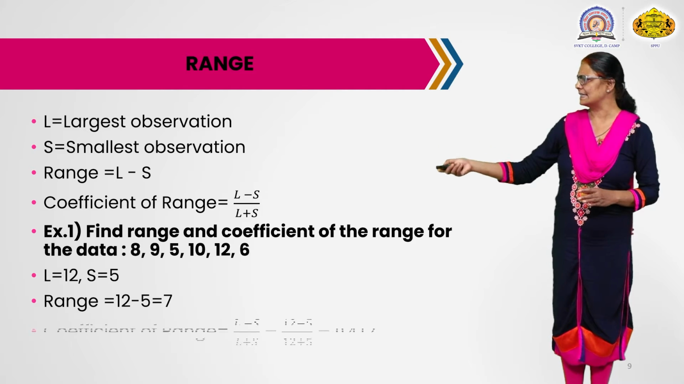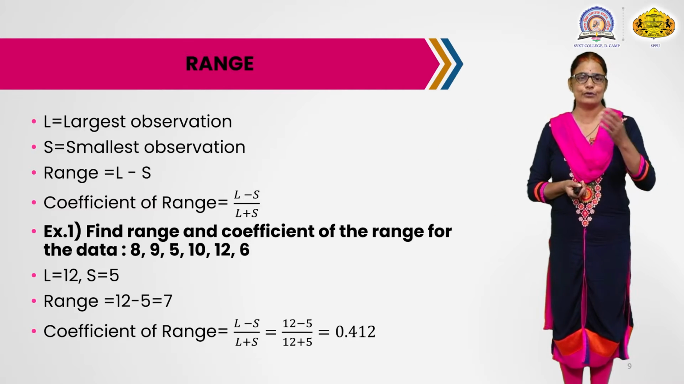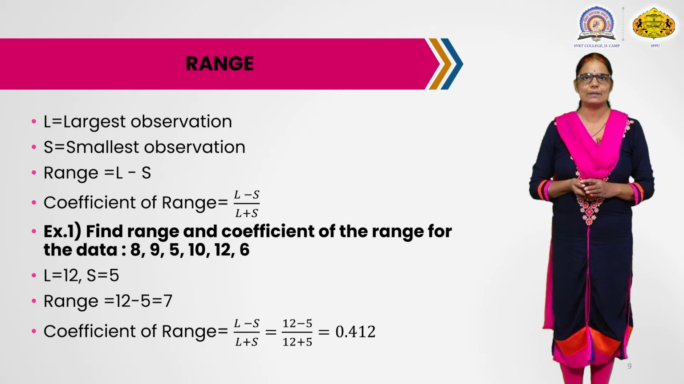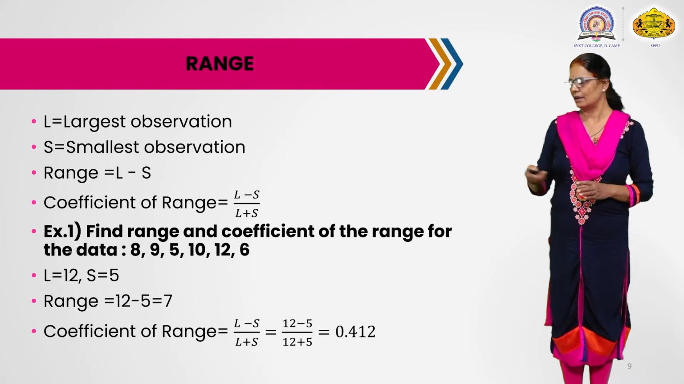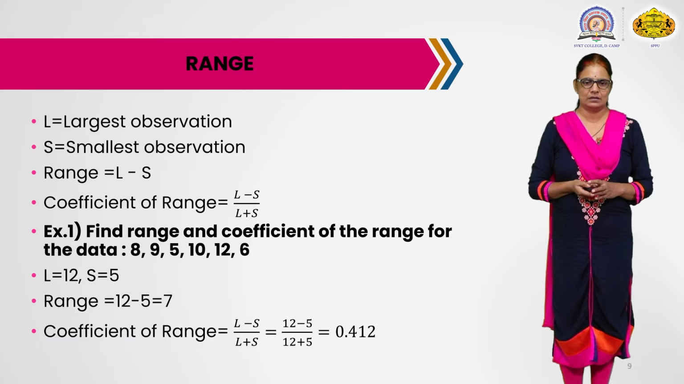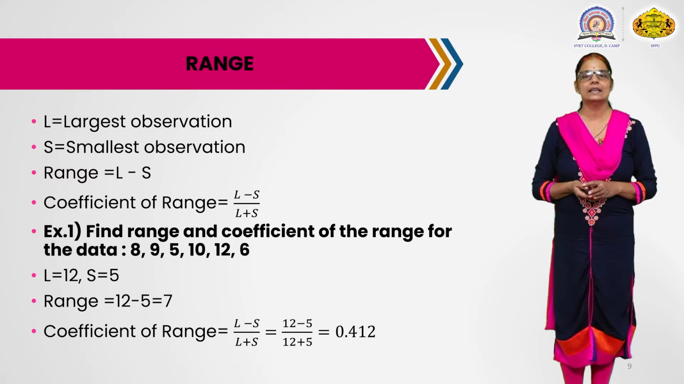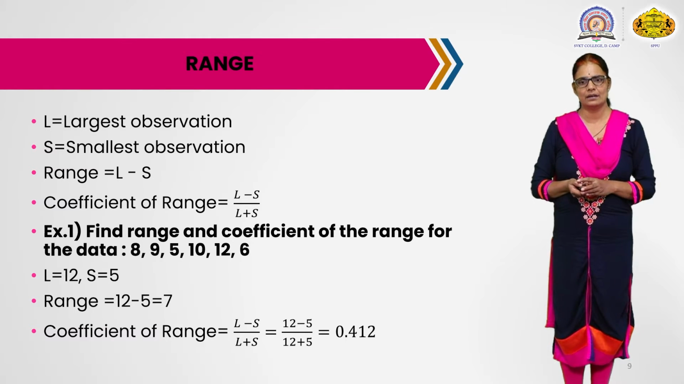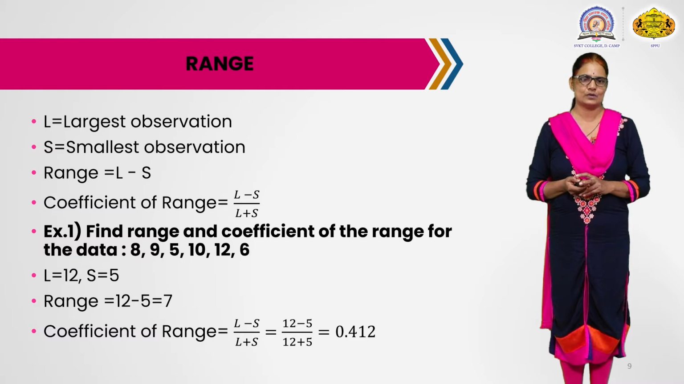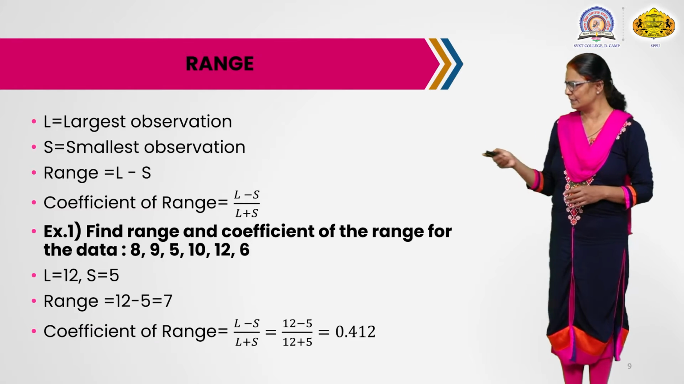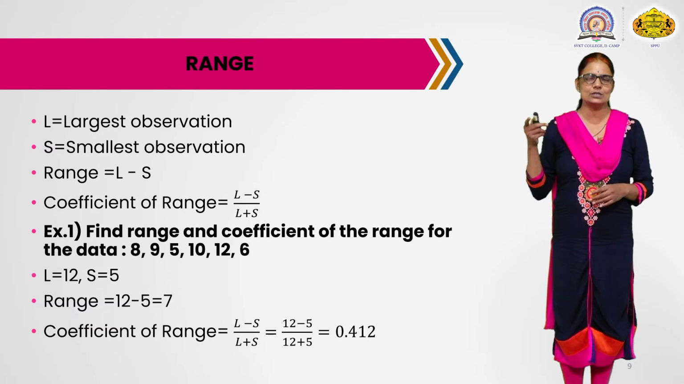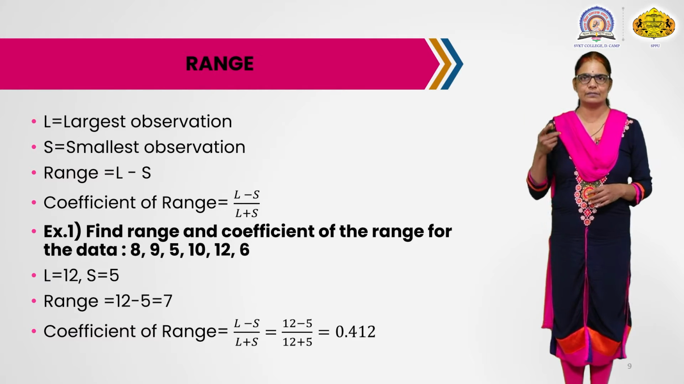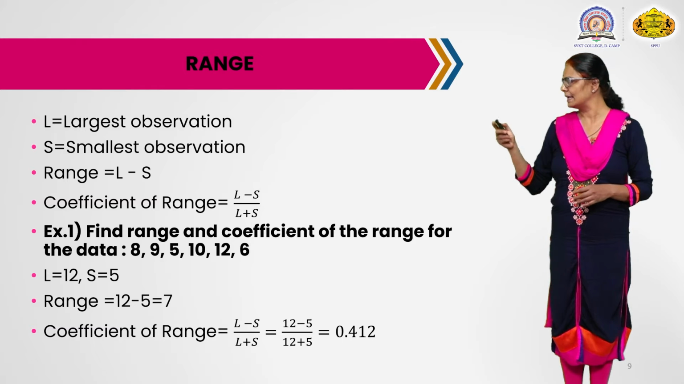Similarly, you can easily calculate the coefficient of range, which is L minus S upon L plus S, which is 12 minus 5 upon 12 plus 5. Just do the calculation here: 7 upon 17, the answer is 0.412. Use the calculator to find it. So if we know the observations, we write the largest and smallest, put in the values and calculate, and we get the range and the coefficient of range.